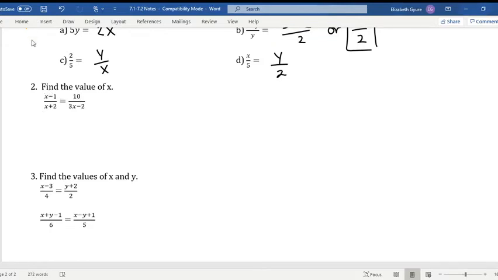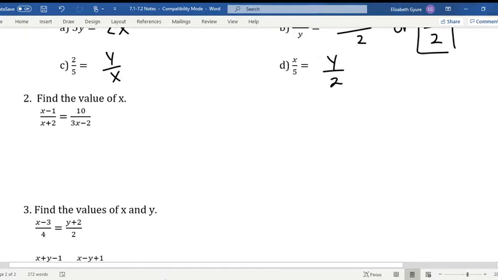Let's apply our theorem here. How would I go about solving for x in number 2? Peyton, what do you think?